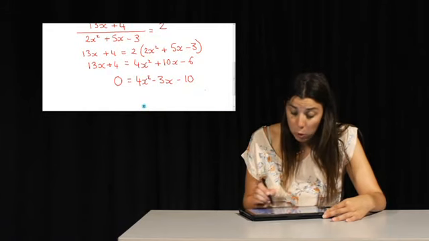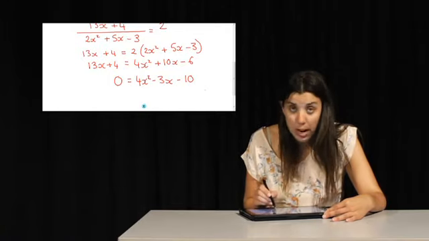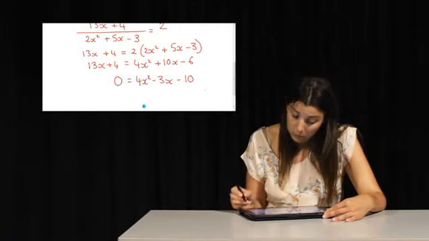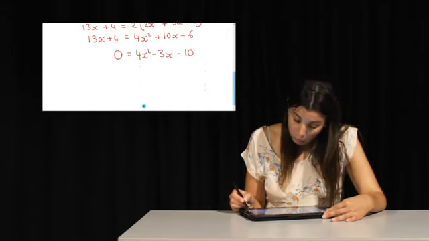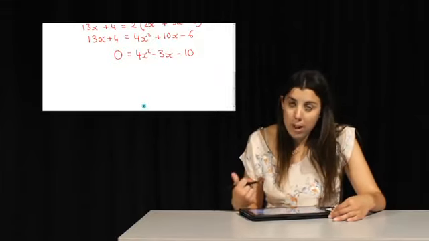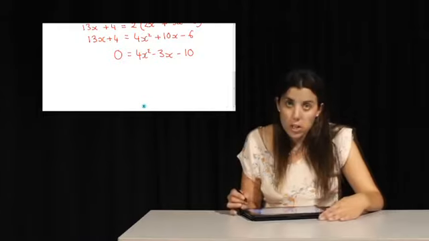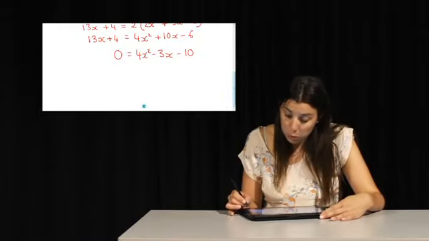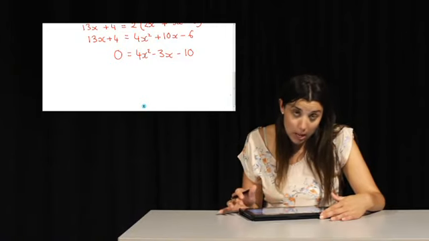We now have a quadratic expression. We have our 4x squared, take away our 3x, take away our 10. So in this case, what we can now do is actually solve for x. So again, we went through the 3 examples earlier of factorisation, completing the square, and the formula. So we can use whichever method you feel is most suitable. As I mentioned before, the formula can be used in all cases.